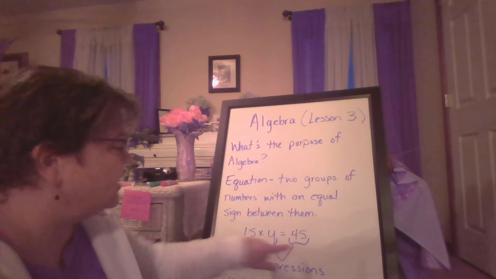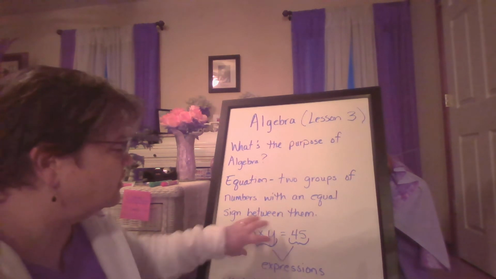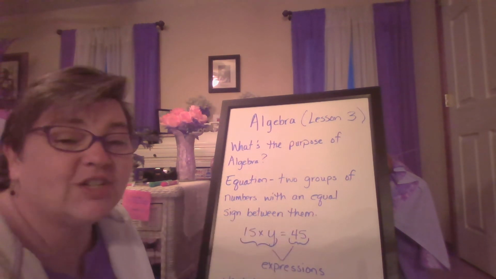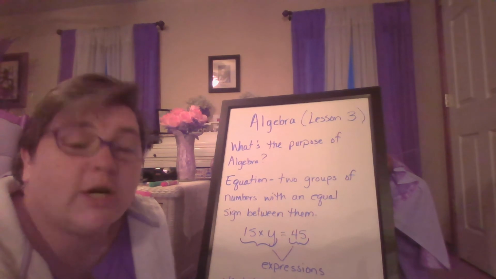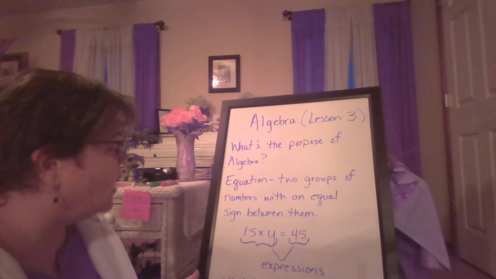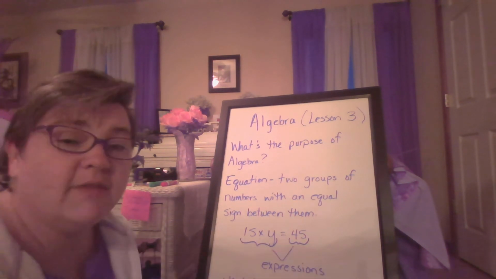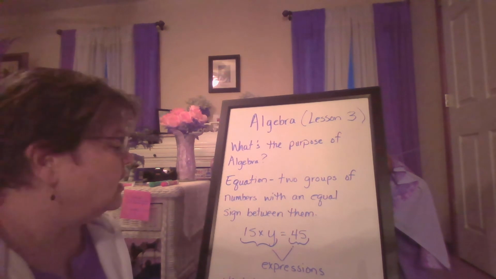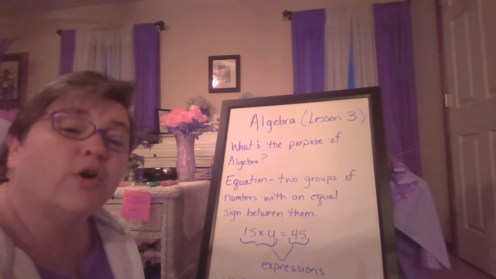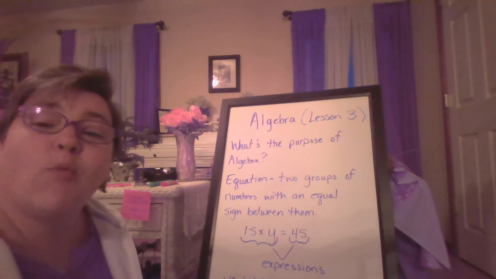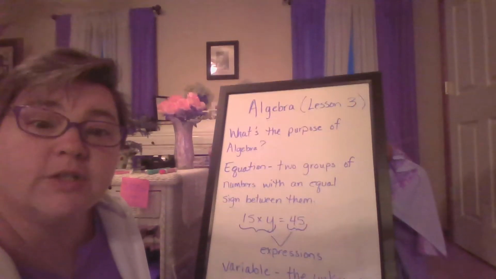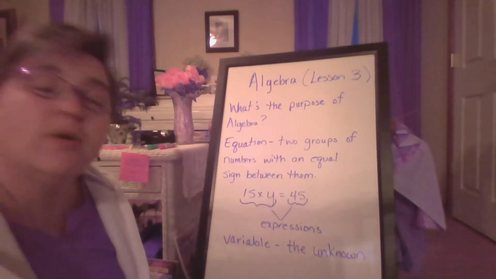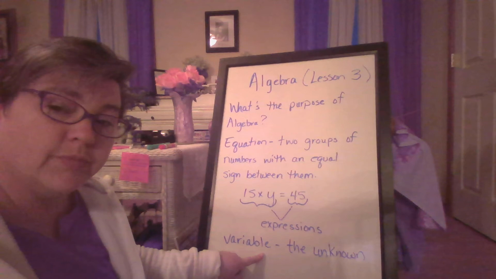Now each group of numbers on each side of the equal sign is actually called an expression. So 15 times y is an expression. 45 is an expression. And then you're going, well, I'm already lost because what's that y doing in there? Because we're not using just numbers, we've got letters. Well, that's called a variable.